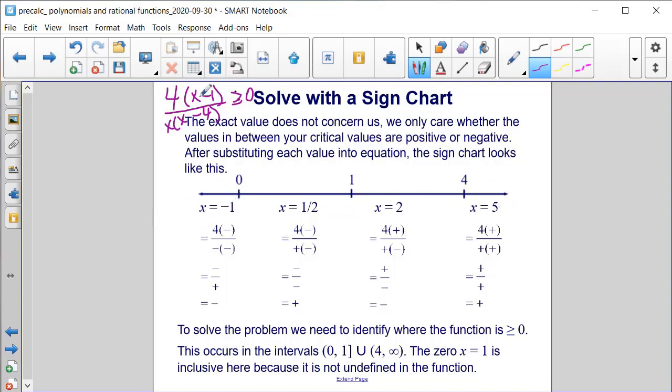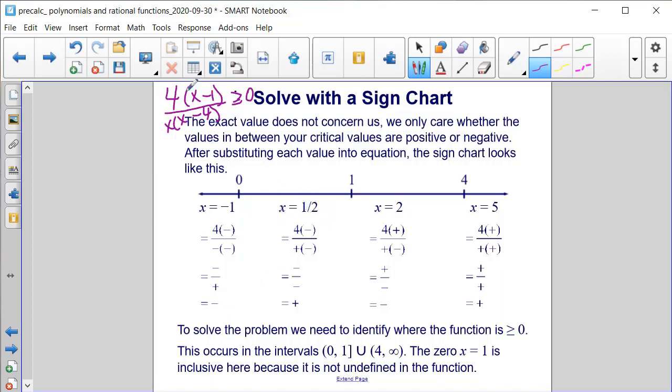If we substitute -1 in here, -1 minus 1 is -2, so it's a negative value. -1 outside here is negative, and -1 minus 4 is -5, so it's also negative. So the 2 negatives in the bottom cancel each other out, so I have a negative over a positive, which is a negative number. This means that our rational function will be below the x-axis or less than 0.